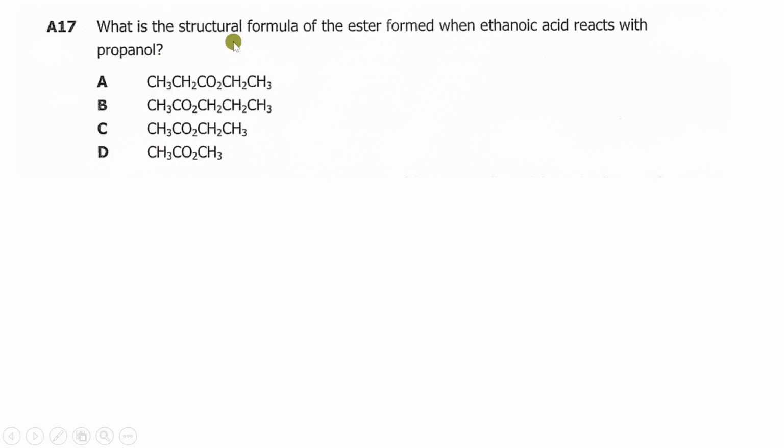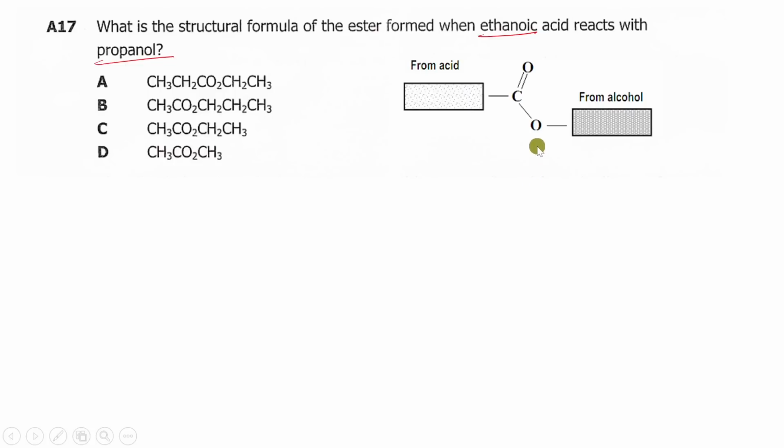What is the structural formula of the ester formed when ethanoic acid reacts with propanol? Again, you have ethanoic acid reacting with propanol. Here I brought some details. I said when forming an ester, it has this linkage here, which we call the ester link. This ester link is mostly found in terylene.